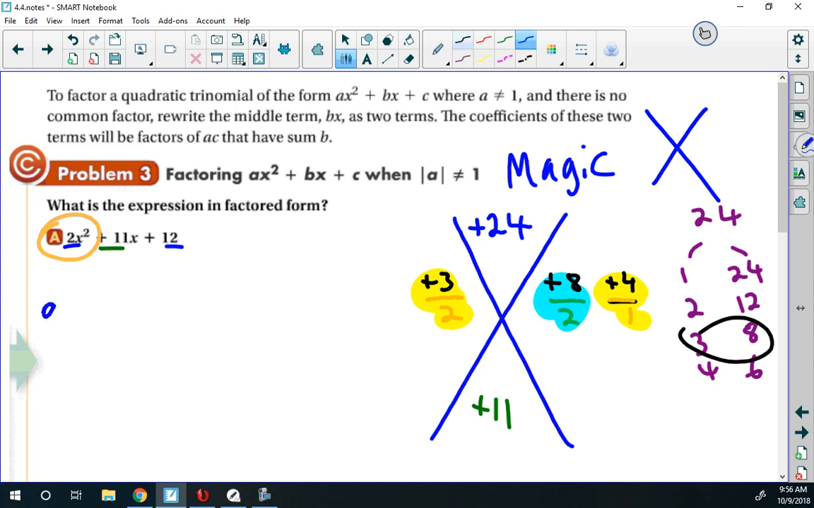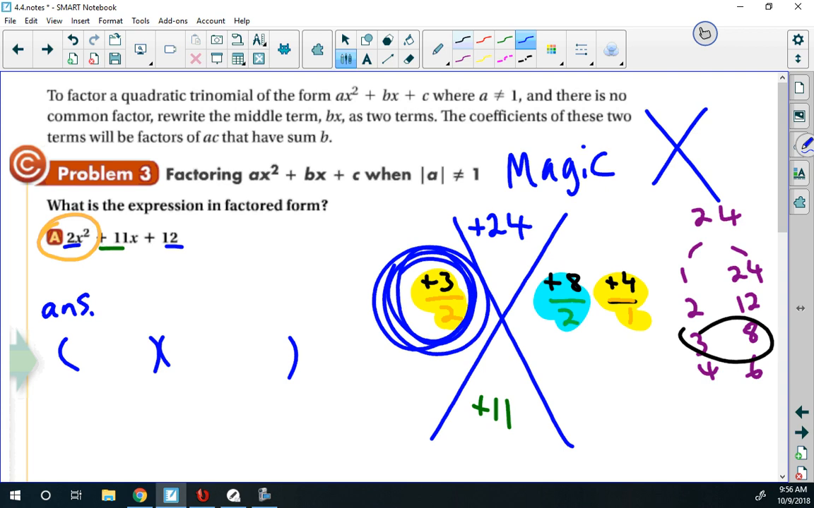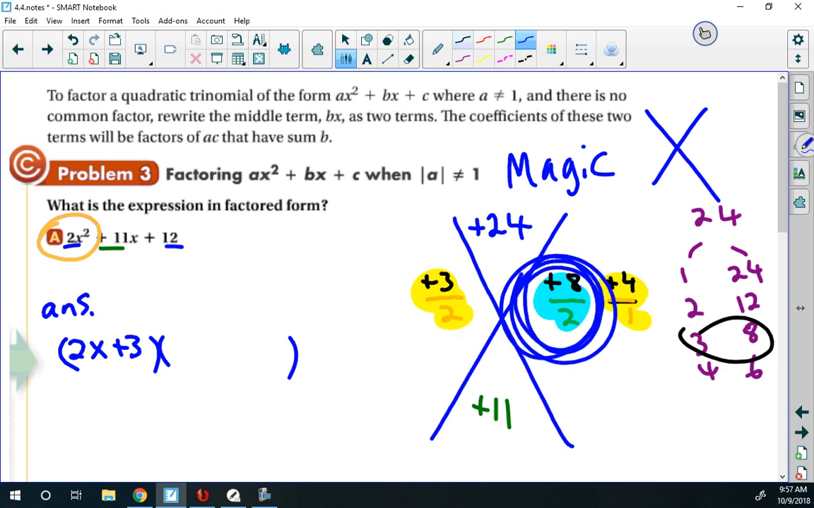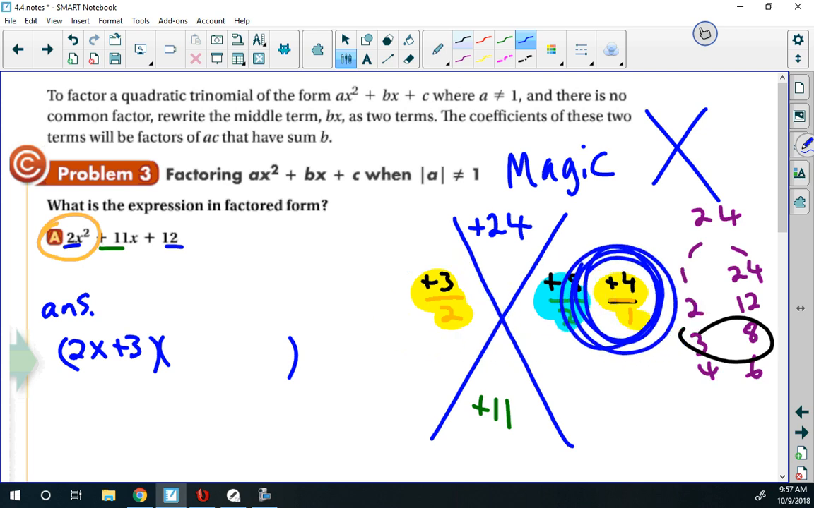So our answer is going to have the denominator of, in this case, if I look at this one here, 2 of 2x. And the signs are going to stay the same, so it's 2x. And then the other number, the numerator, is the other number, so 2x plus 3. And then I look over here, the denominator is the coefficient, so 1 or 1x, and I go with x plus 4. And magically we've factored that.